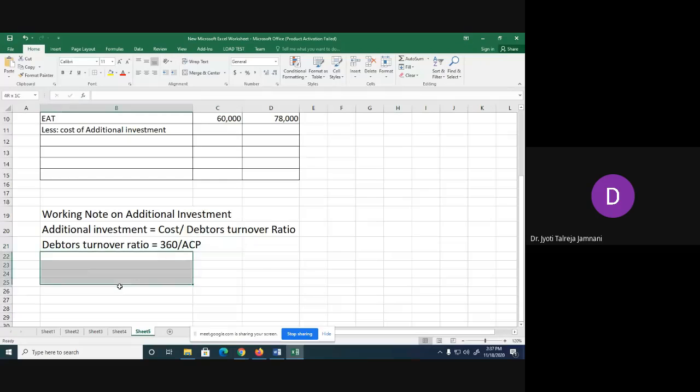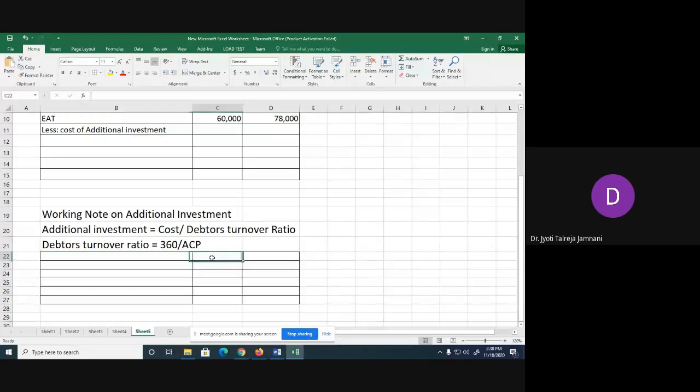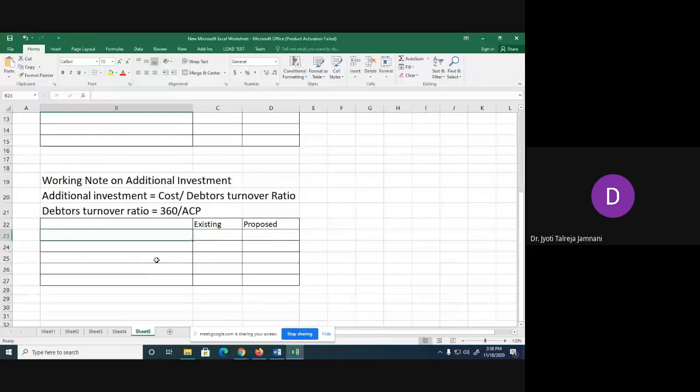So let us start solving it with the formulas. You'll have to again do existing and proposed, because we need additional investment in both the cases. So let's start. First, we'll find the debtors turnover ratio. I will call it DTO, that is nothing but the debtors turnover ratio. You can also call it DTR. So the formula, as you know, is 360 divided by average collection period.